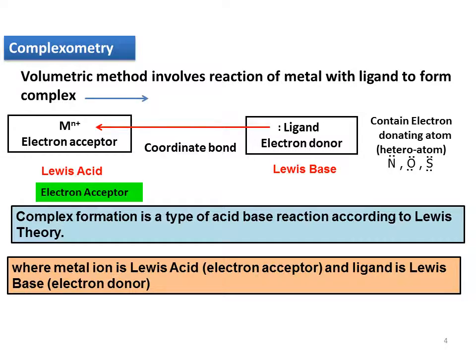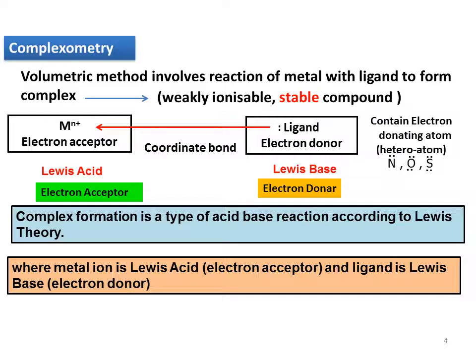At the end, they form together a weakly ionizable stable complex. Of course, for a reaction to be completed, the end product should be more stable than those moieties at the beginning of the reaction.